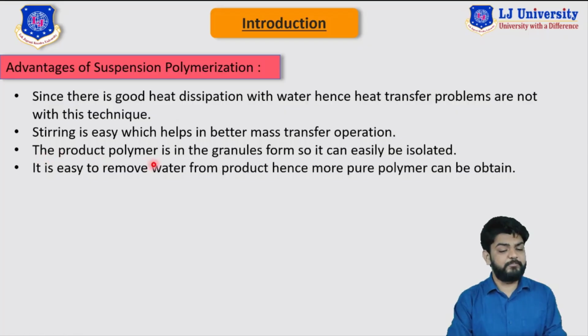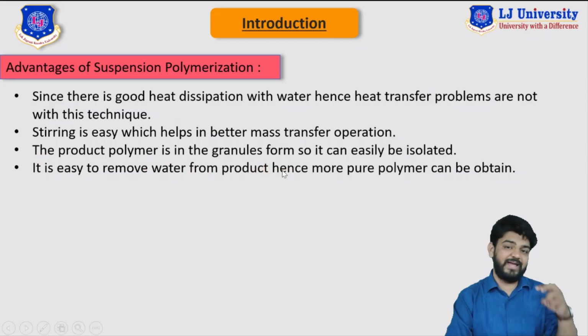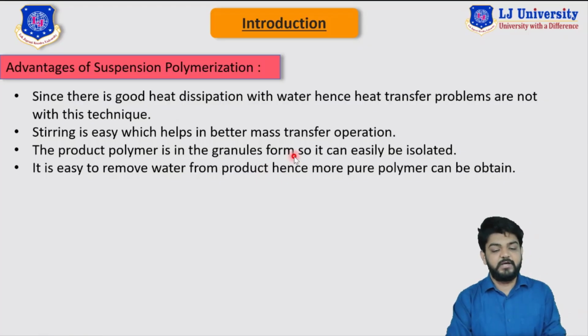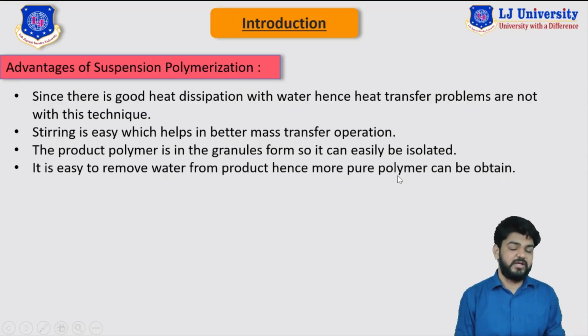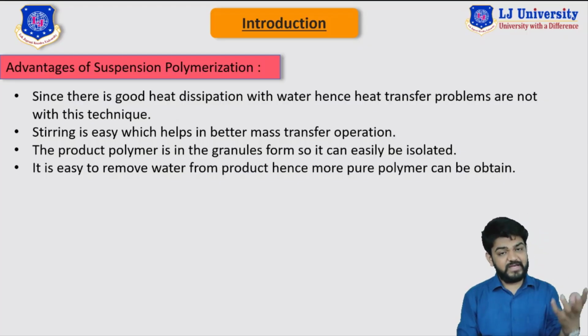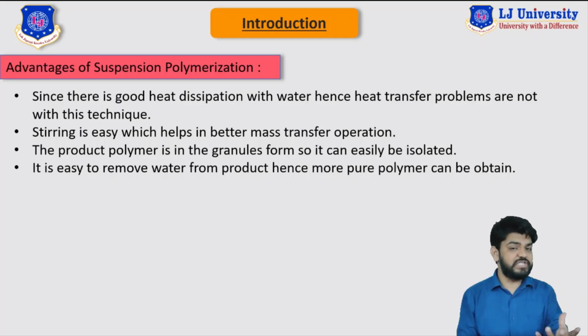Now, the product polymer is in the form of granules or beads, as we have seen in the previous image. So we can easily separate and isolate our product. This is why this particular method is largely used where the polymer needs to be isolated or separated out from the mixture, where we are not going to use the aqueous phase of the polymer. This technique is very helpful.